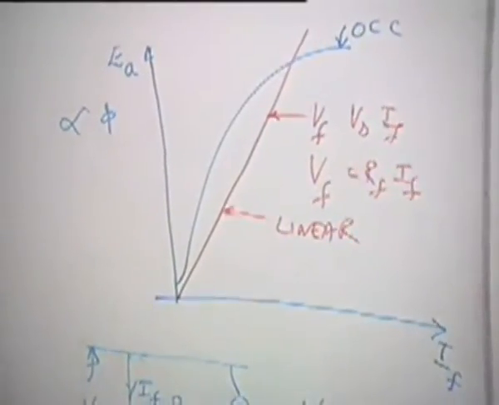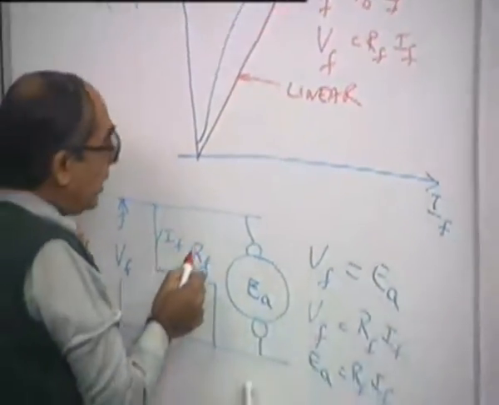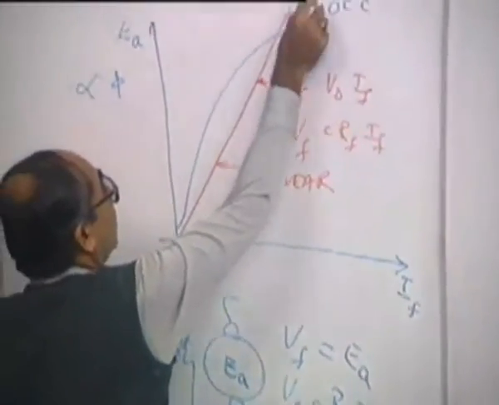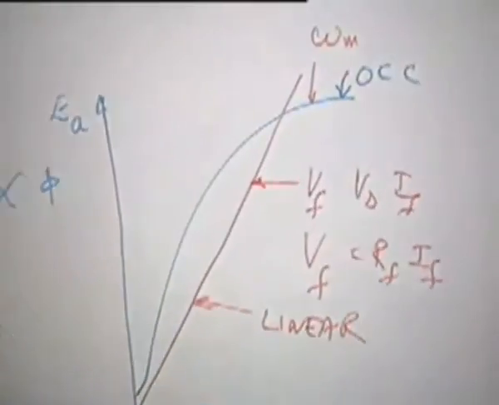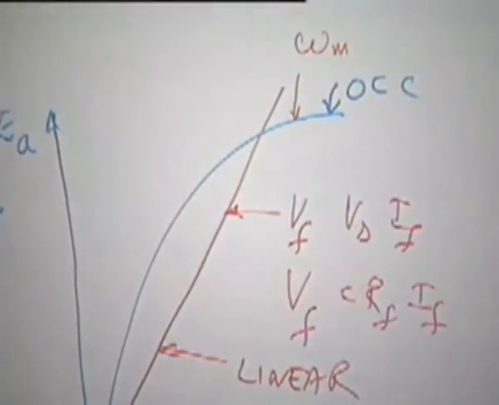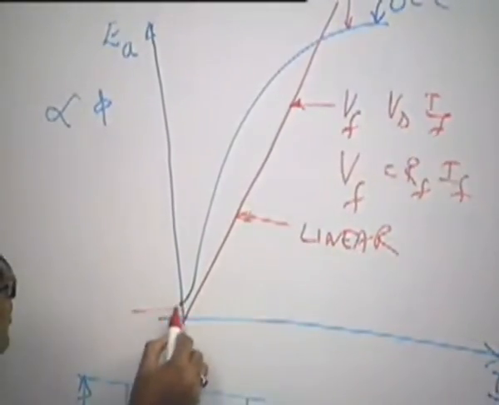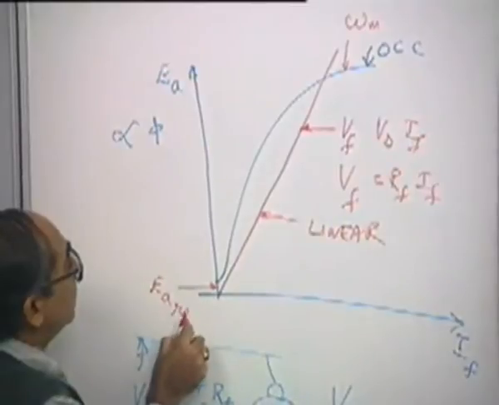This is a linear curve. So you find that this will increase like this. Suppose it is running at some speed omega m. Even at zero IF, there is a voltage due to the residual. Let us say EA residue.